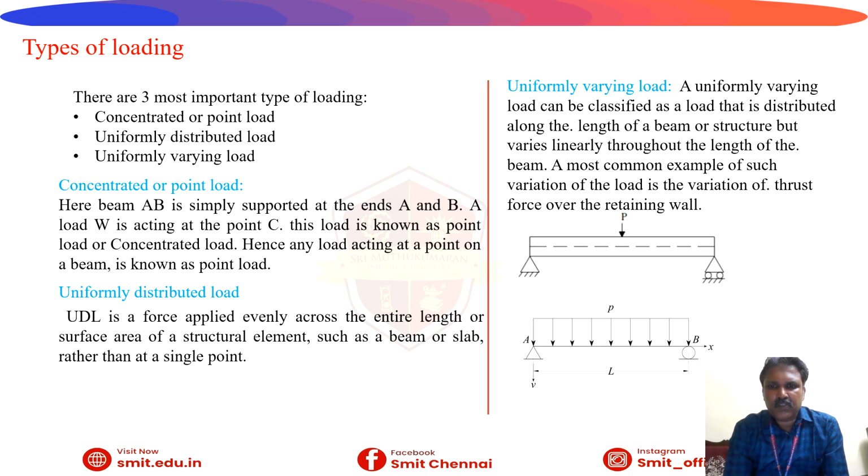Whenever the load is acting at a point, in this diagram you can see one point load is acting. Beam AB is simply supported at the ends A and B. Load W is acting at a point C. This load is known as point load or concentrated load. Any load acting at a point on the beam is known as point load. One load will be acting at a particular point. UDL is totally different. We can see it in the diagram.